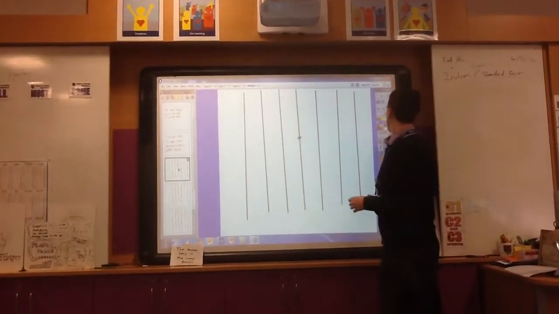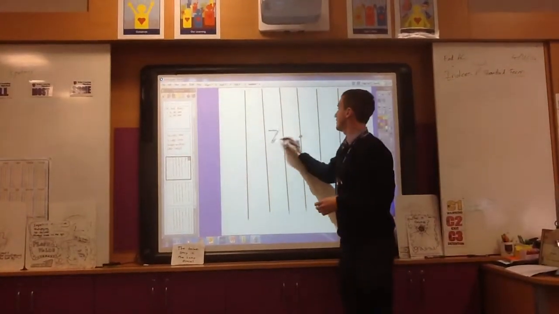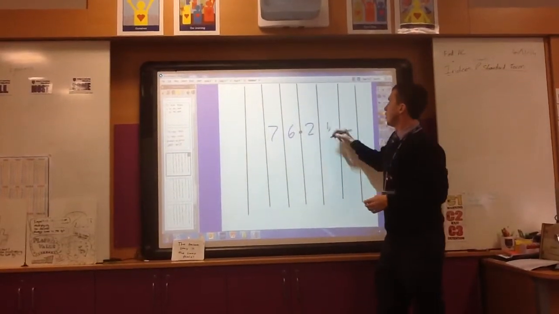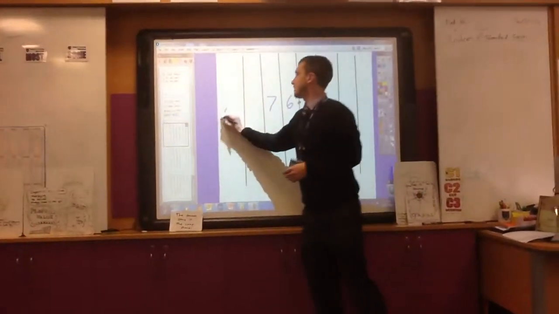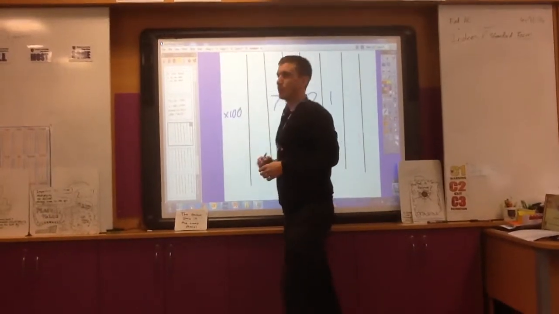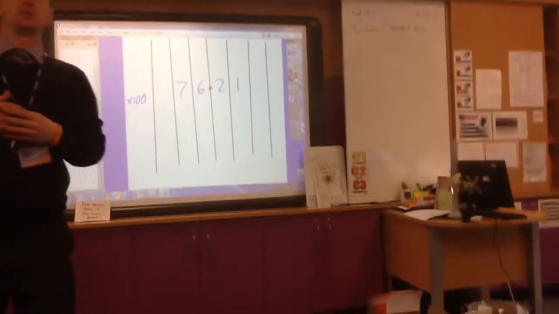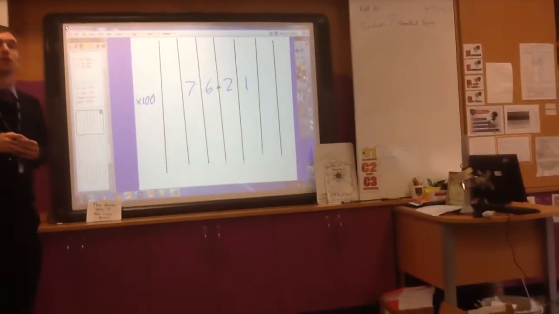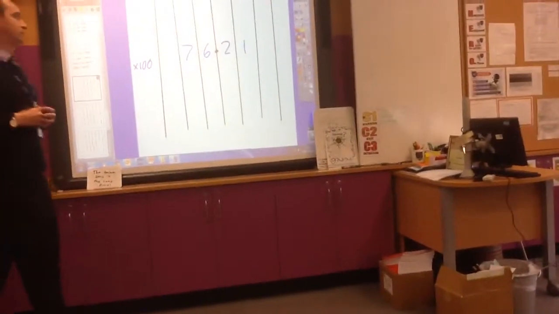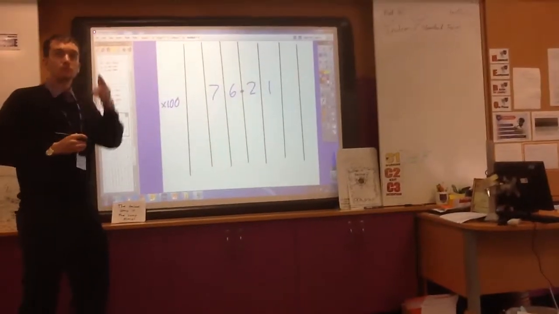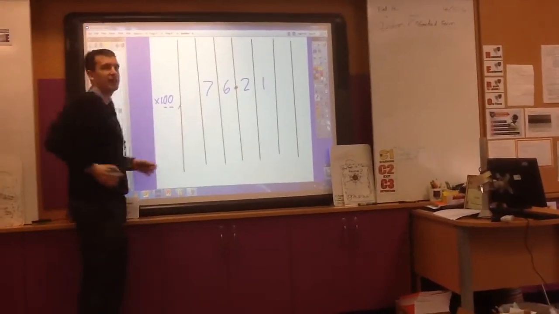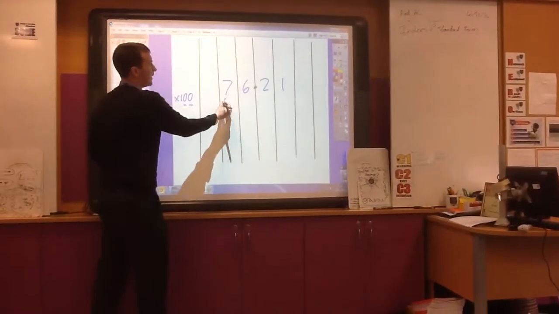Alright, so if I put a number in, let's go with 76.21. Alright, and I'm going to times that by 100. Can I explain what I've got to do and why? I think you have to move it 2 places to the left. Why is that? Because there's 2 zeros at the end of the 100. Fantastic. So we've got 2 zeros at the end, so we're going to move 2 spaces to the left.